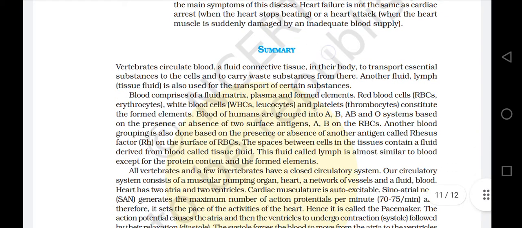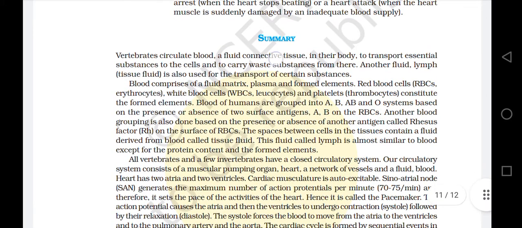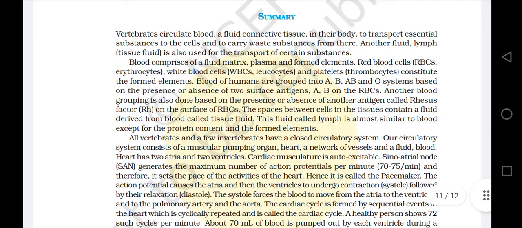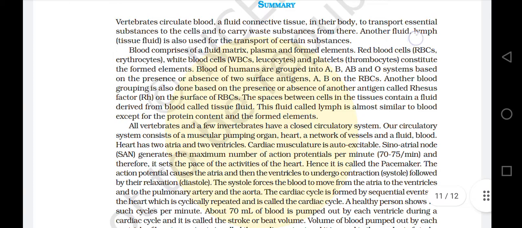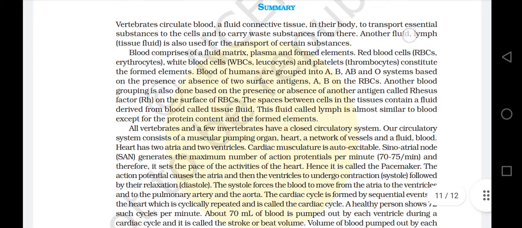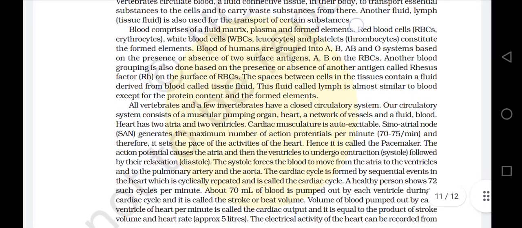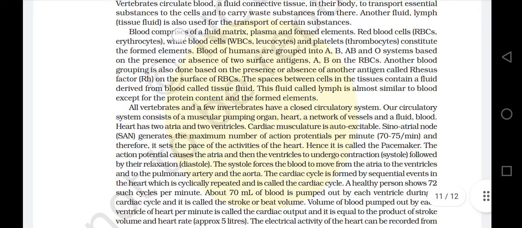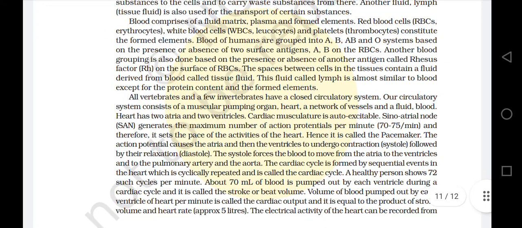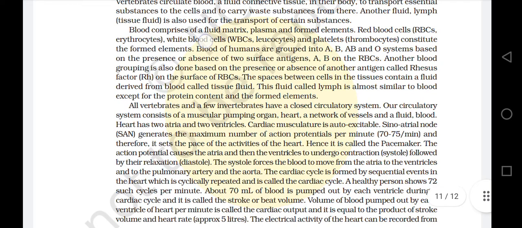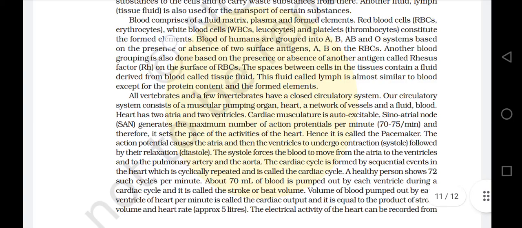In summary, vertebrates circulate blood, a fluid connective tissue, in the body to transport essential substances to the cells and carry waste substances from there. Another fluid, lymph or tissue fluid, is also used for the transport of certain substances. Blood comprises a fluid matrix, plasma, and formed elements. Red blood cells, RBCs, or erythrocytes, white cells, WBCs, or leukocytes, and platelets, thrombocytes, constitute the formed elements.